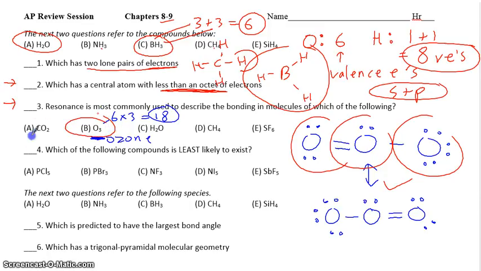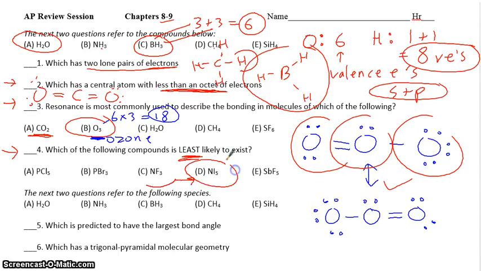Now CO2, if you recall, actually has 2 double bonds to the left and to the right. And it looks like this. So it doesn't have resonance because these are essentially equivalent. Good. Now, number 4 says, which of the following compounds is least likely to exist? And the answer is NF5, right? This one right here. NF5 is least likely to exist.